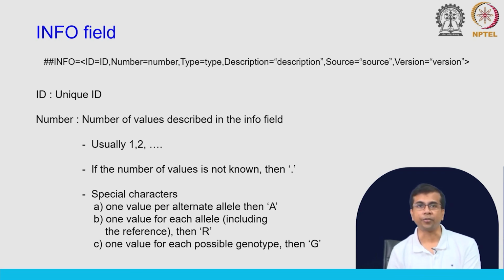You can have a second situation where one value for each allele including the reference will be given, then we will use the letter R for Number equals R. And you can also have one value for each possible genotype, then we will use the letter G. So, these are the possibilities that we have for the Number field.